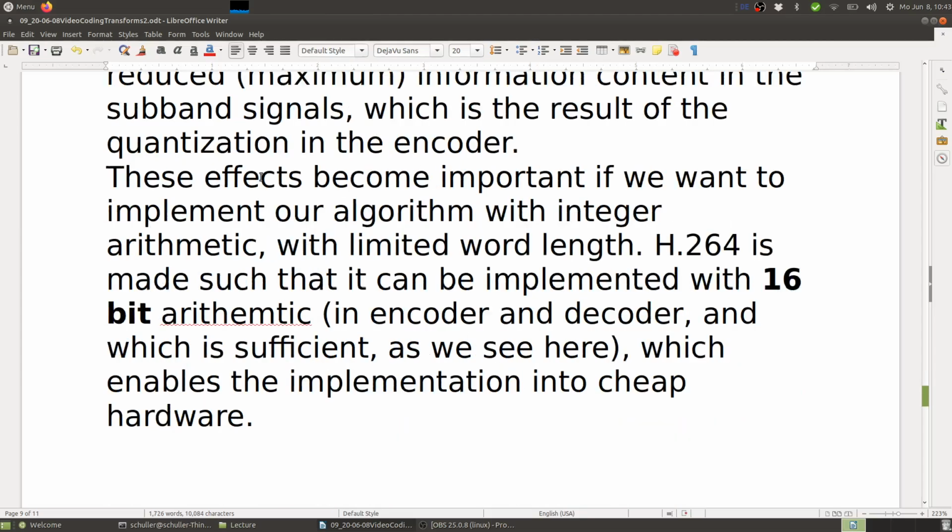Yeah. So these effects become important if you want to implement our algorithm with integer arithmetic with limited word length. So H.264 is made such that it can be implemented with 16-bit arithmetic in the encoder and decoder, which is sufficient, as can be seen here. So we saw in the encoder we need 14 bits, in the decoder we need 8 plus 4, which is 12 bits, so 16-bit is sufficient. Right. And 16-bit is kind of a standard for cheap hardware. So this enables the implementation in cheap hardware.